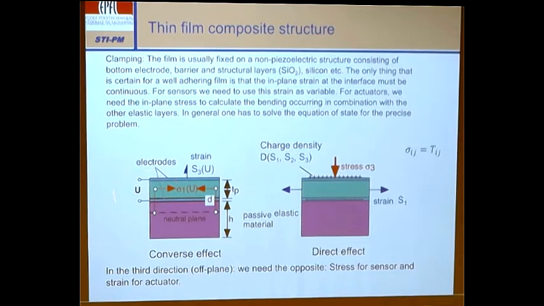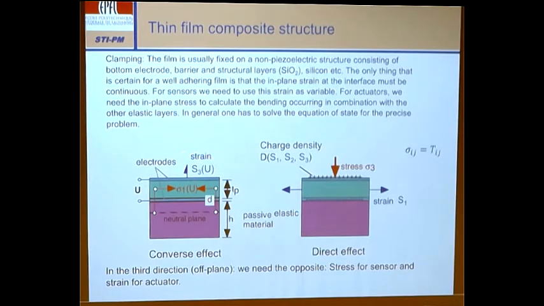And in the converse effect, when we apply an electric field, we create this in-plane stress. The stress here is sigma, in-plane stress. And this stress will make a bending moment with respect to this elastic body that is below, so with respect to the neutral plane. The neutral plane is where there is no length change. So for instance, if it's tensile, it would make such a deformation. So there would be a compression on top of the neutral plane and a dilatation below that. So this is the definition of this one.